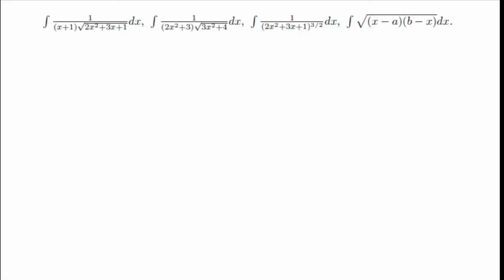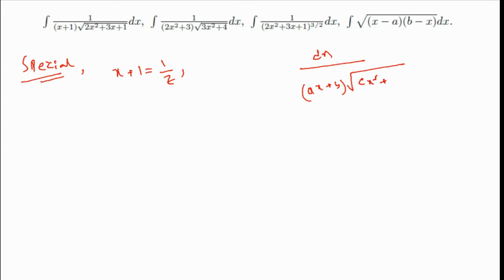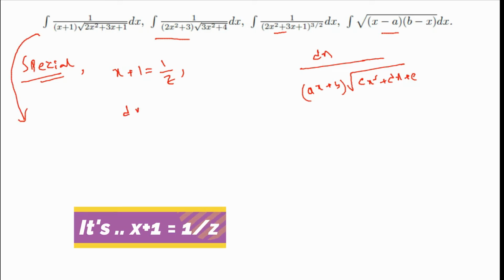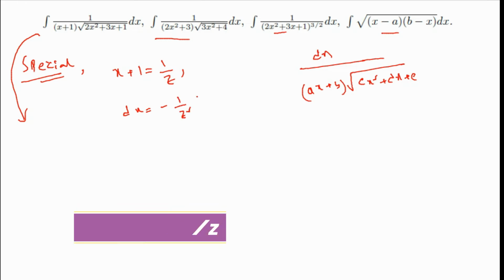These integrations are basically some special type of integrations. Here you can just put x plus 1 equal to 1 by z. The idea is, the general form actually is dx by (ax plus b) square root of (cx square plus dx plus c). So all these forms you can just generalize. So let's go back to that problem. x plus 1 equal to 1 by z. Now dx will be minus 1 by z square dz.